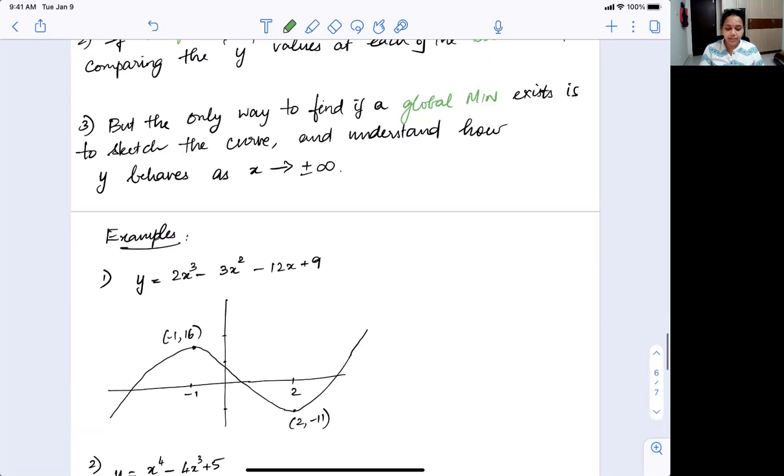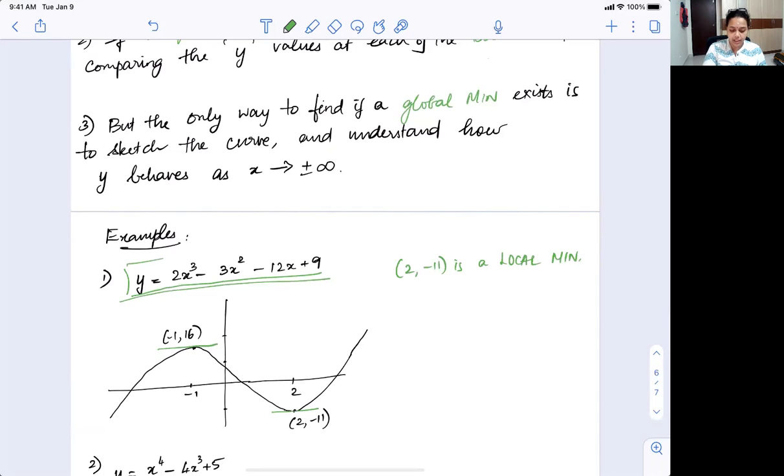So the first function here, y is equal to 2x cubed minus 3x squared minus 12x plus 9. This was one we saw in the global maximum video as well. So we have two critical points, (minus 1, 16) and (2, minus 11). And from the figure here, you can see that (2, minus 11) is a local minimum. Is it the global minimum point?